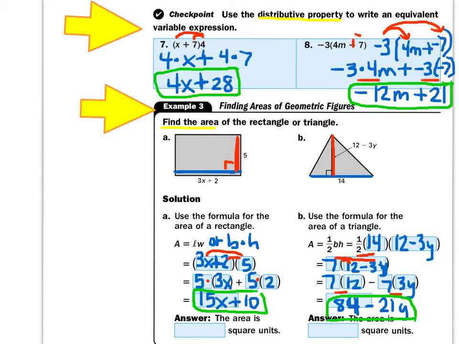And then just simplify. Negative 3 times 4m gives me negative 12m. Copy the plus. Negative 3 times negative 7 gives me 21. And that's as far as I can go because the 21 does not have an m.